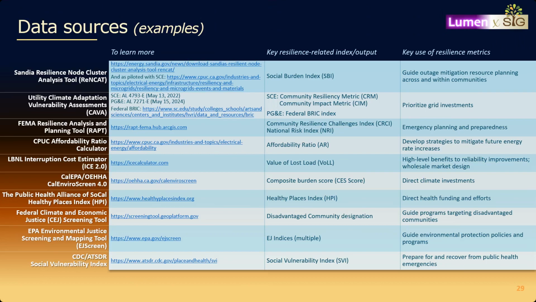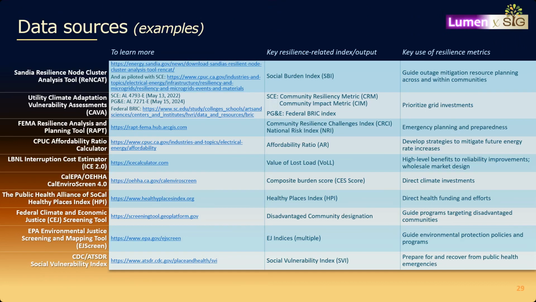CalEnviroScreen's key use is to direct climate investments, and for those of you who are familiar with it, you're familiar with the disadvantaged communities designation. And then we've got the Healthy Places Index, which is used in the health industry to direct health funding and efforts. The federal CEJ screening tool is used to guide programs targeting disadvantaged communities again. So that's their main output, a designation for disadvantaged communities.